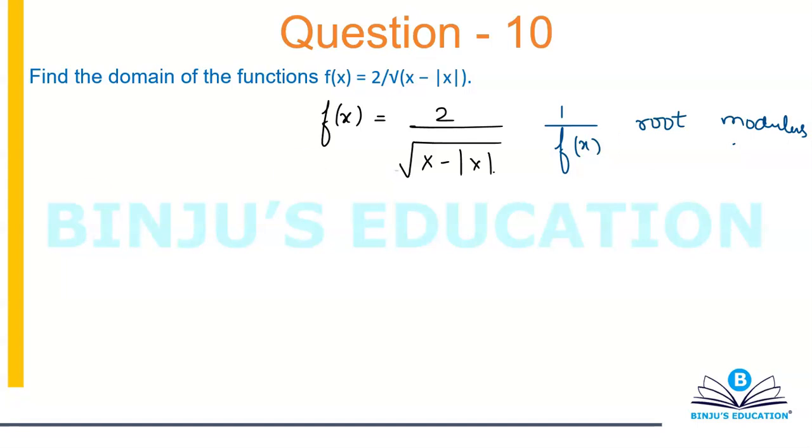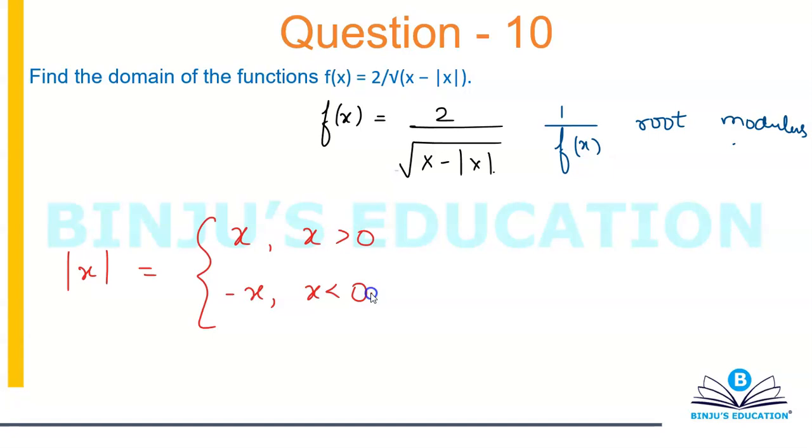Now, if you know the basics of mod, and if you have gone through the videos that I have uploaded on modulus, I've explained how to open the modulus. That is the critical point theory. So when you talk about modulus, mod of x, remember that this is equal to x when x is greater than 0, and this is equal to negative of x when x is less than 0.